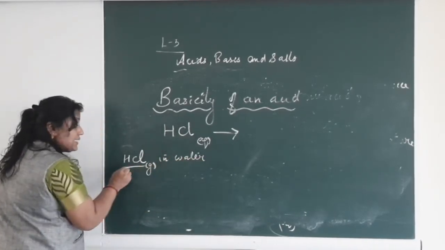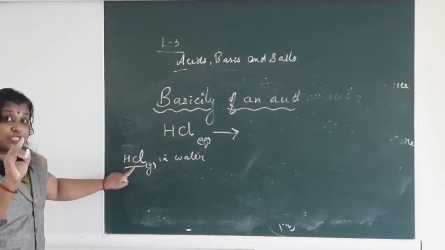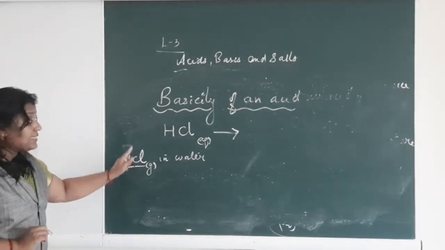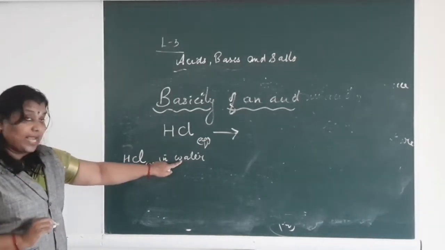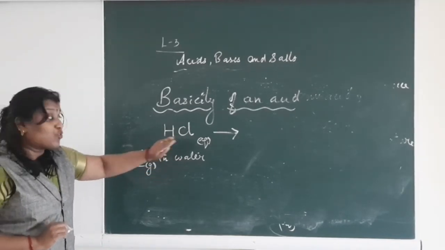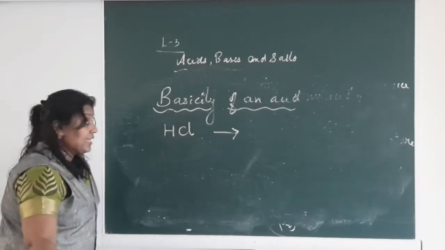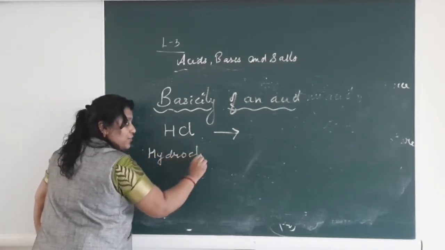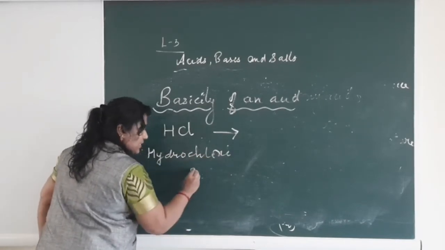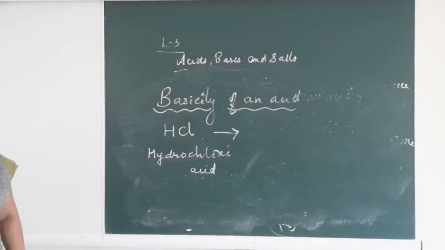You have dissolved HCl. HCl gas cannot be said to be acidic, because HCl gas does not furnish H plus ions. But this HCl in water, there it shows an acidic solution, acidic property. So what I am writing is hydrochloric acid. Of course, that gives an idea that it is an aqueous solution.